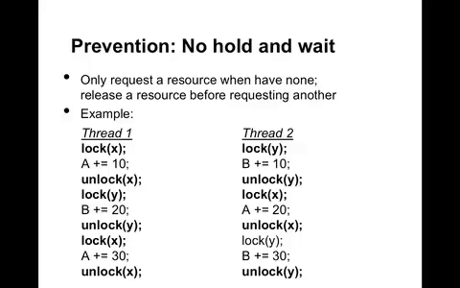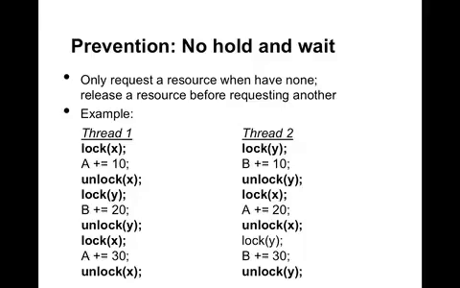Hold and wait happens when you acquire one lock or one resource and then try to acquire another resource before releasing it. In this case, the solution would be to release all locks before acquiring the next lock. So thread 1 here would lock X, and then unlocking Y would re-lock X. Thread 2 would do the same thing. This prevents deadlock because there's no time when the thread is holding a lock and trying to acquire a second lock. This works in many cases.